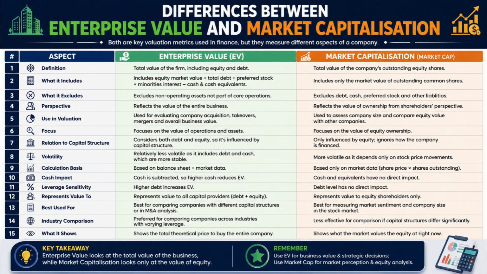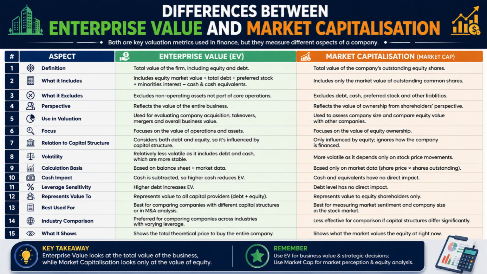Number 8. Enterprise value is generally less volatile because it includes debt and cash components, whereas market capitalization is more volatile as it depends mainly on stock price movements. Number 9. Enterprise value is calculated using both balance sheet information and market data, whereas market capitalization is calculated only from market data.